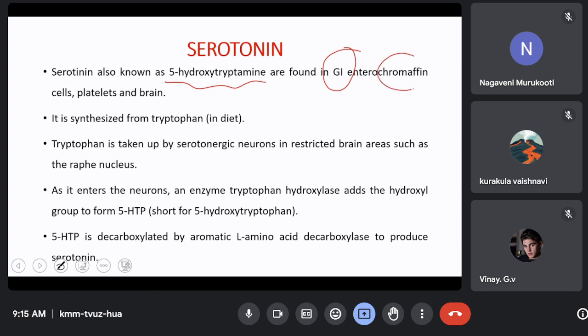What do you mean by chromaffin cells? Those cells that are stained by chromic acid are called chromaffin cells. So these chromaffin cells are present in adrenal medulla, we have discussed yesterday. And the chromaffin cells present in the gastrointestinal tract are called enterochromaffin cells. So along with these cells, platelets and brain, it is found in all these cells. And where it is synthesized, we have already seen it is synthesized from tryptophan.